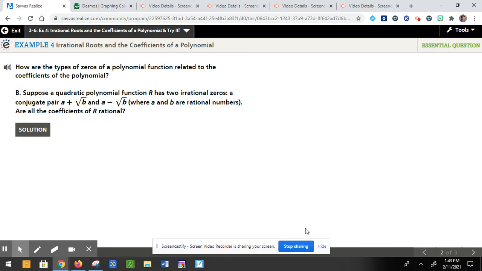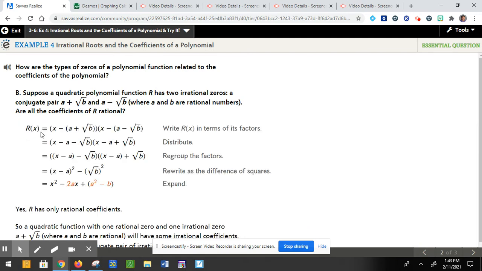The second part of the example supposes that you have two irrational zeros, and it's a conjugate pair. Remember, conjugates are when you have, in this case, rational and irrational numbers. They're the same. The only thing that's different is one's plus, one's minus, right? So if you take those zeros and get the factors that they came from, it's x minus those numbers. When you multiply it all together, you end up with rational coefficients, meaning it worked. So that's what we're trying to get at here: when one of these irrational numbers is a zero, its conjugate is also a zero.